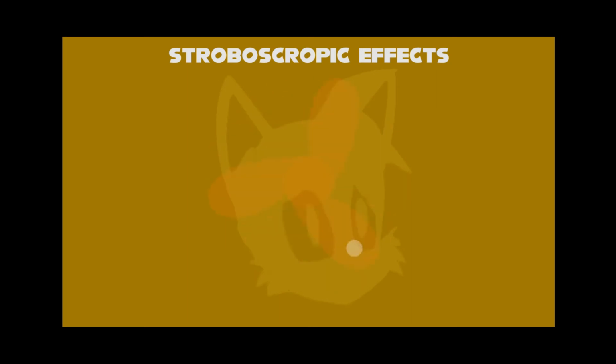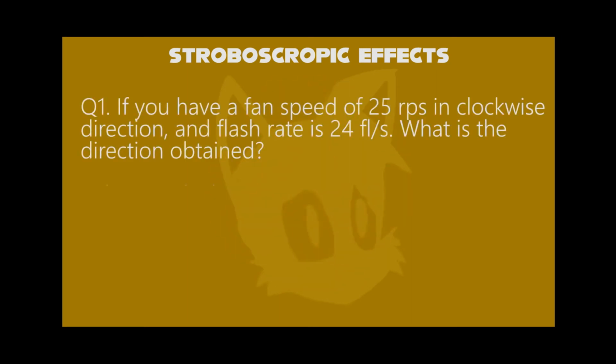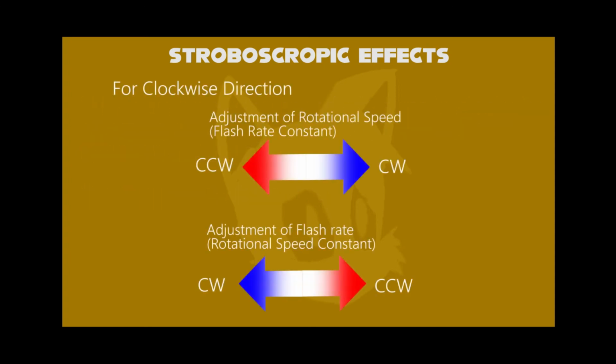Suppose the recommended speed of the fan is 25 revolutions per second in a clockwise direction, and the flash speed is 24 flashes per second. What is the direction obtained? It will tend to look like it is in a clockwise direction. If the flash rate is above 25, the direction is therefore counterclockwise. We can also try adjusting the fan speed, but the direction is complementary. You can also try any objects which can be a kinetic source.